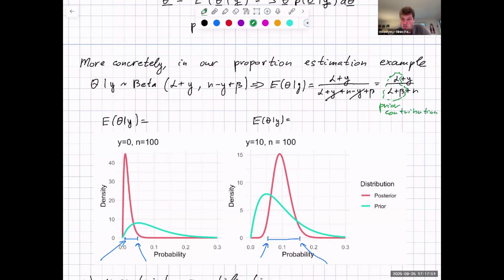And so the reason I'm highlighting is because a natural estimate of proportion is just a fraction, right? Y over n, this is very natural. It's both the maximum likelihood estimate and also the method of moments estimate. You can formulate it any way you want.